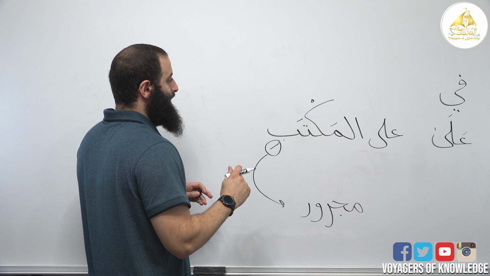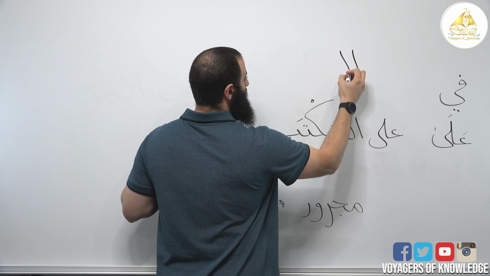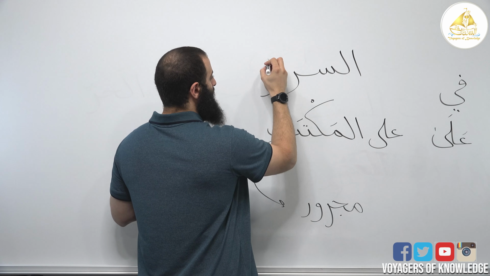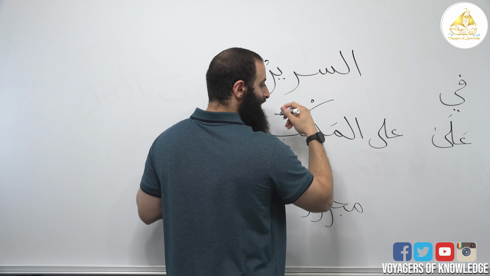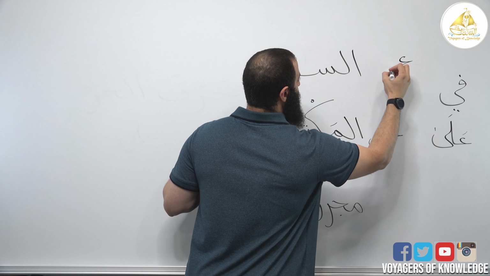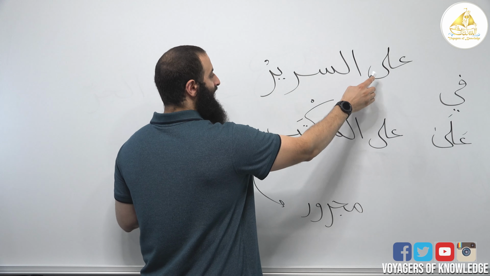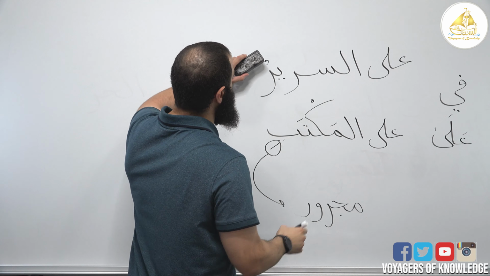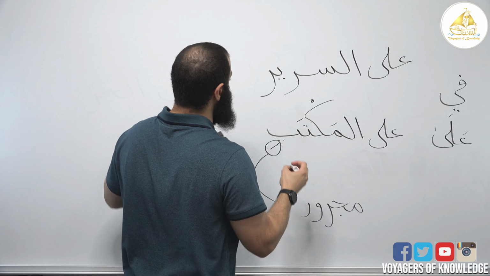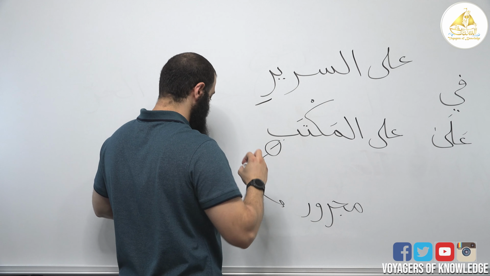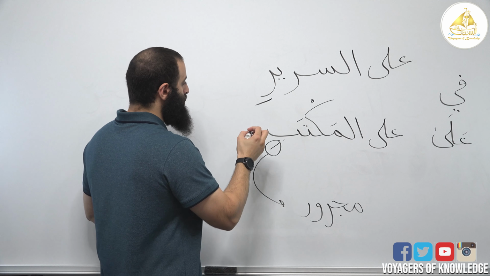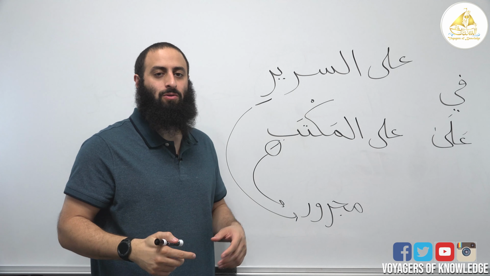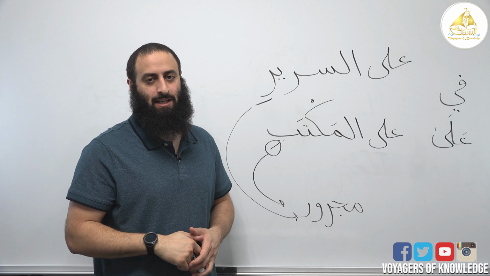Lastly, we have as-sarir, which means the bed. As-sariru, sarir means bed, and you put ala in front. What do you have? Ala as-sariru. No, you can't do that because this is a harf jar, and huroof al-jarr need you to make the noun after them have a kasra, which will make them in the majroor state. Ala as-sarir.